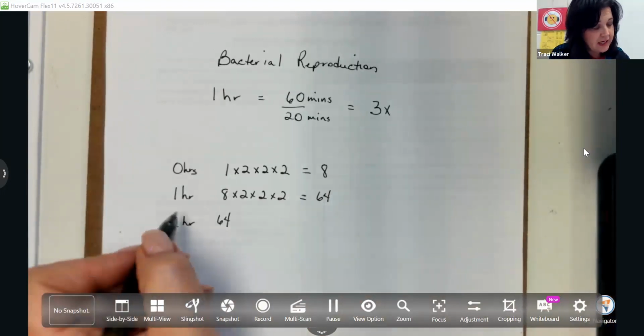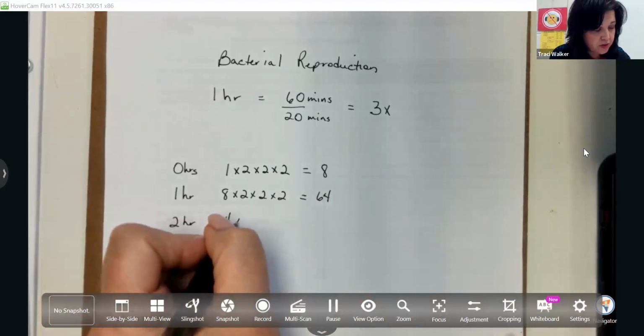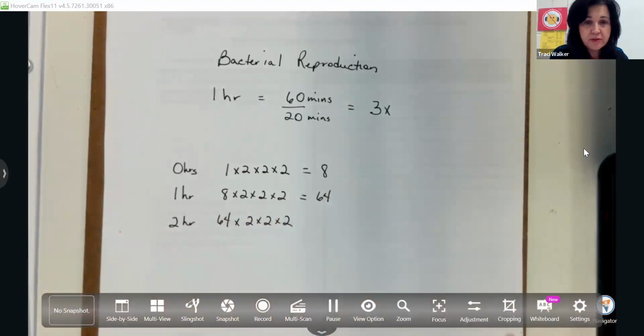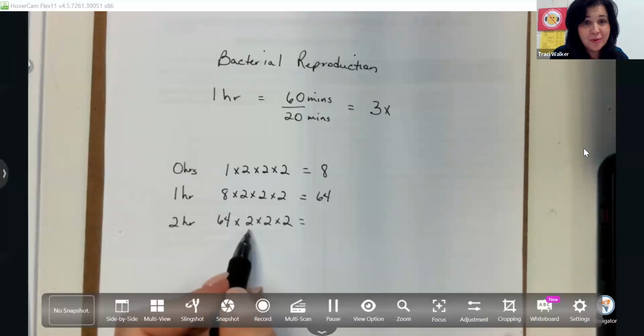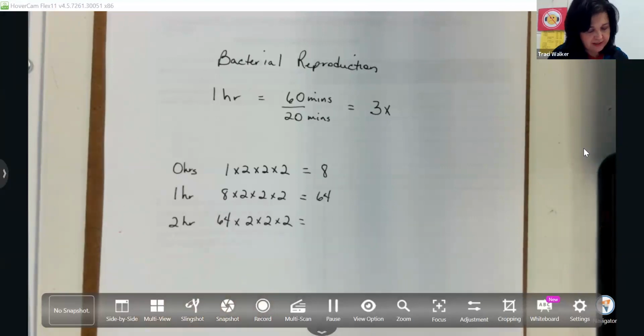But those 64 bacteria from 2 hours to 3 hours are going to replicate 3 times. Times 2, times 2, times 2. So 64 times 2 is 128. 128 times 2 is, well, I need my calculator.